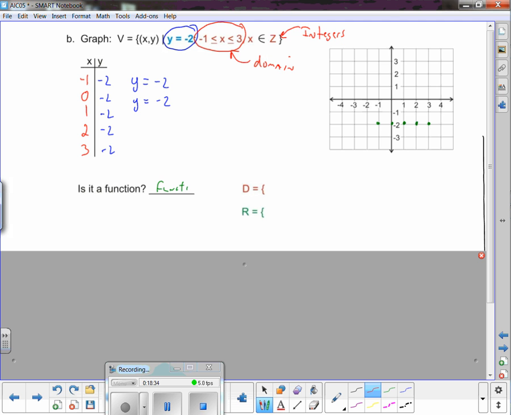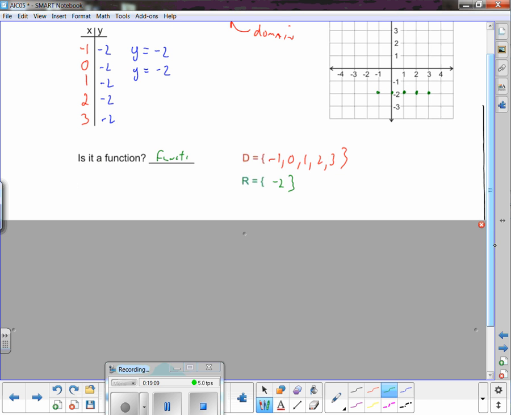Byron, give me the domain, senor. Now we're going to list them. So give me the list of the domain. Yep. Is that it? I agree, right? We listed the members of the domain. Antonio, give me the range. Anything else? That's it, right? -2 is the range. Do you concur? We concur. All right. Beautiful.